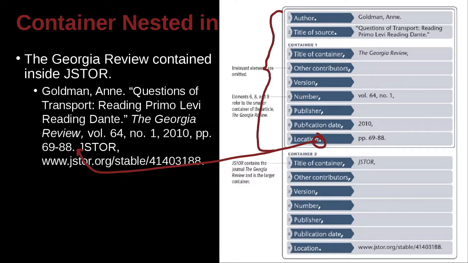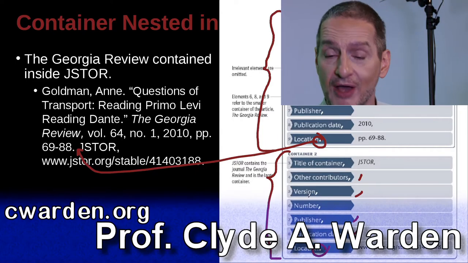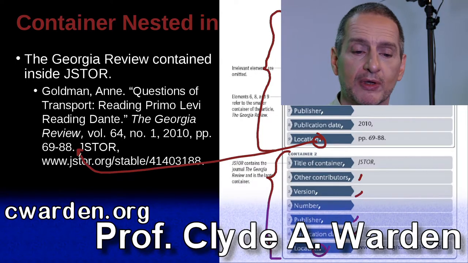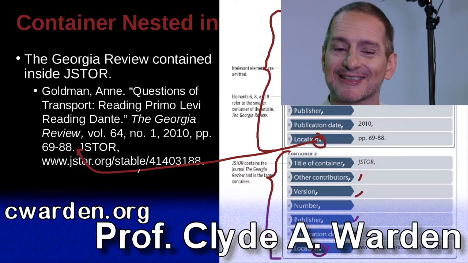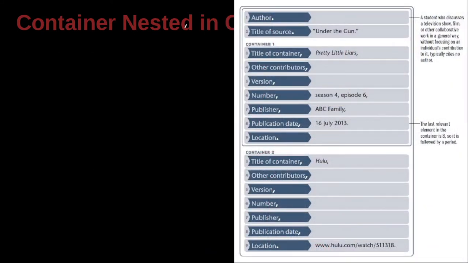Usually we'd end there, but you could have more. How would you have more? You have a second container. And what do you do at the end of that second container? You have a period, and in between everything else is commas. Do you have to have all of these different things, like versions and numbers and volumes? No, you don't have to have them all. But if you have some, then you add them. So there we go, we go ahead and add the web address. Okay, a container nested inside of a container.